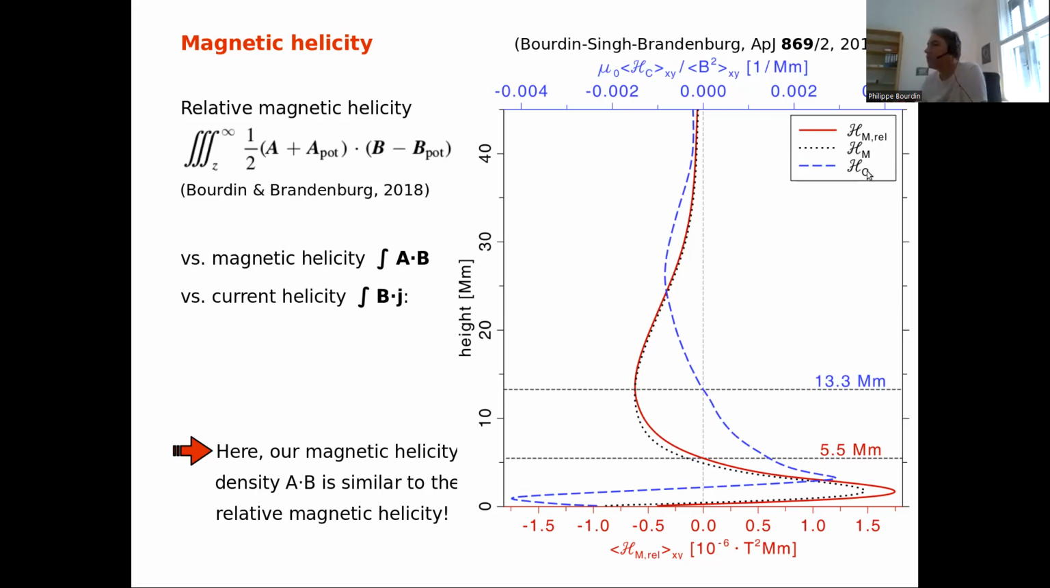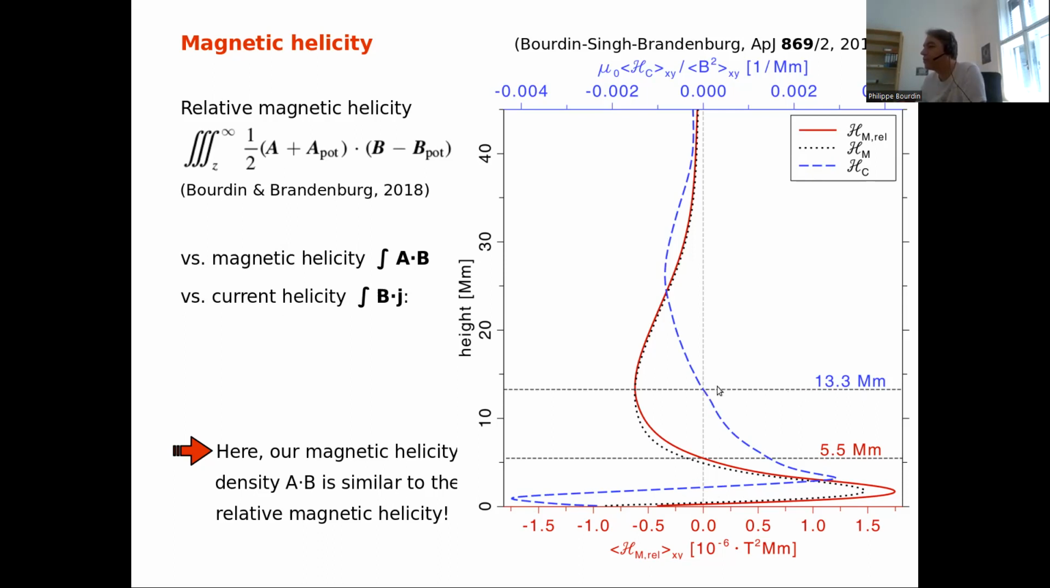On the other hand, you can also plot the current carrying helicity density. That is what you would plot here, with the same integrals, but instead of A dot B, you take B dot J, right? That is what we call current helicity. And then you see that it also has a negative component down here, then it has a positive sign.